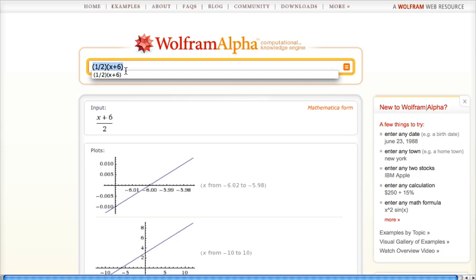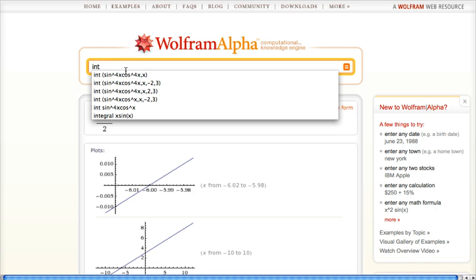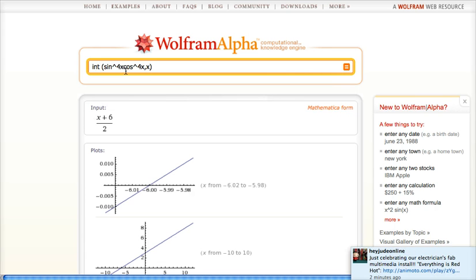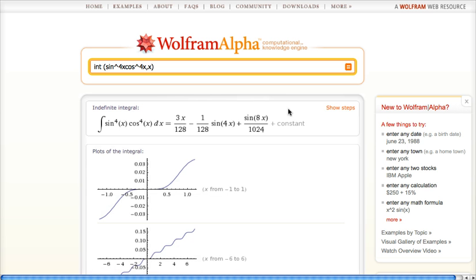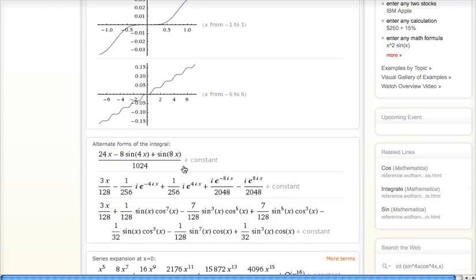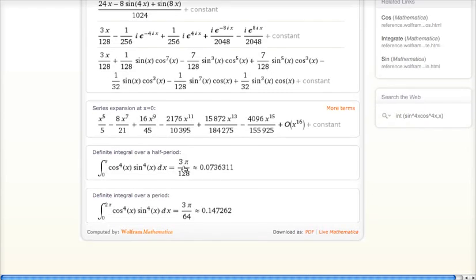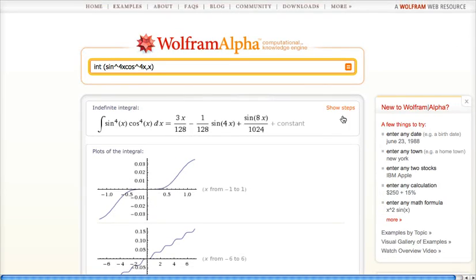You can type in more complicated expressions, such as the integral of sine to the 4th x times cos to the 4th x. And if you type that into Wolfram Alpha, it's going to give you the answer. And then it's going to give you a graph, a plot of the integral, alternate form. So you can go into much greater depth than you would in most typical classes.